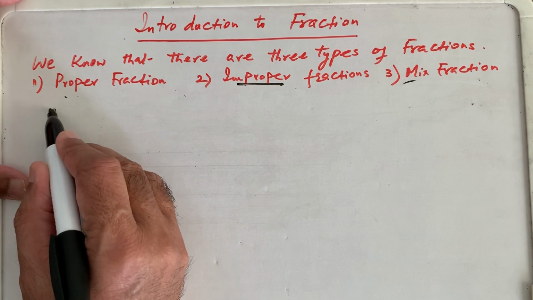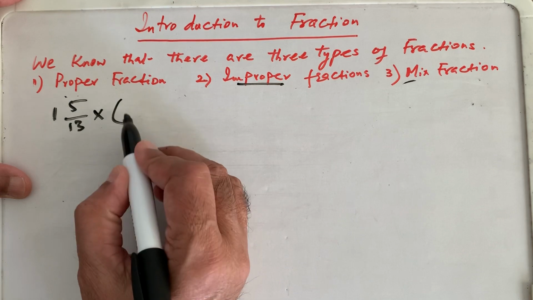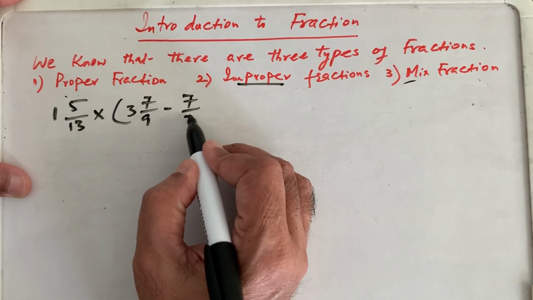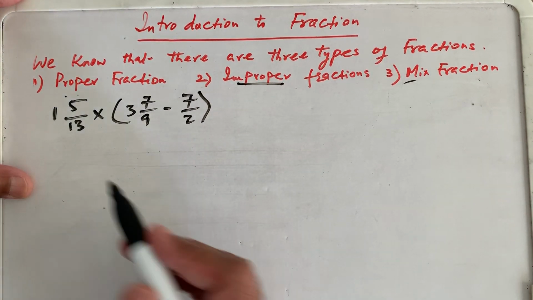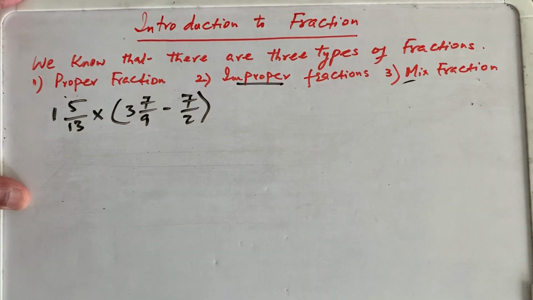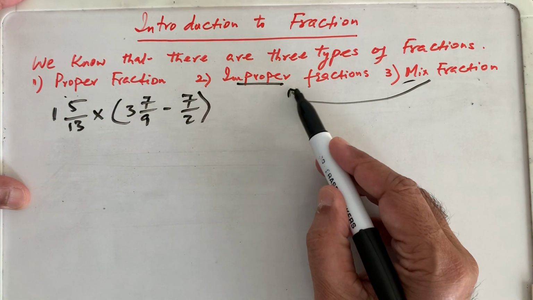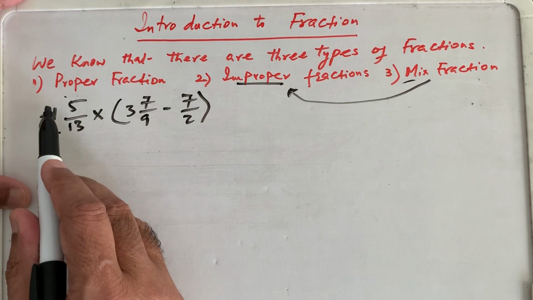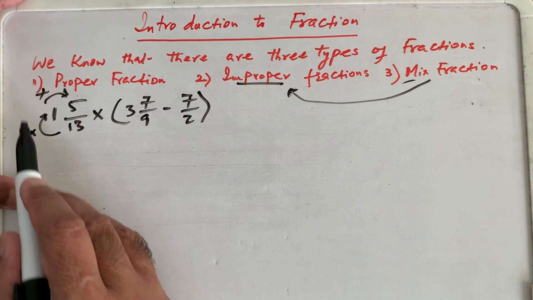One was 1 whole and 5 by 13 times 3 and 7 by 9 minus 7 over 2. So this was the assignment question, I believe. The procedure is the same. A mixed fraction can be converted into an improper fraction. So what is the procedure? Multiply the whole number and add the numerator. So here we have to multiply, here we have to multiply, and here we have to add.